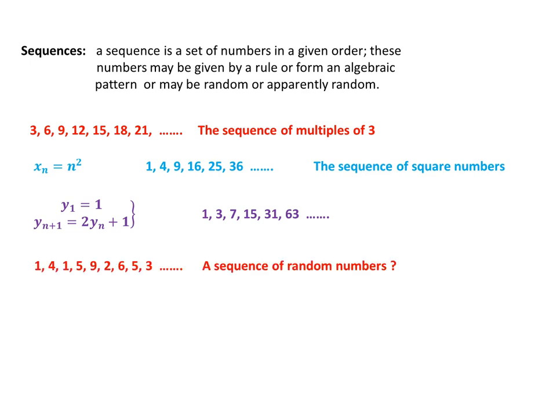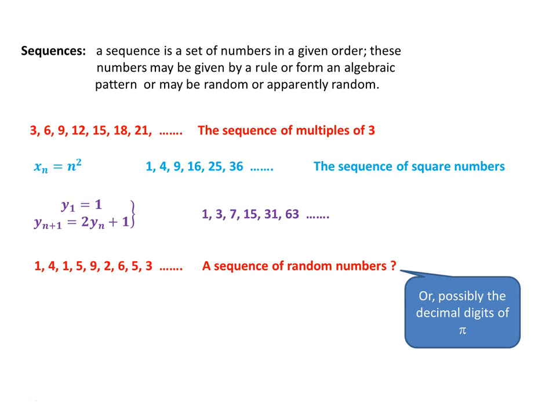And we may have a sequence like 1, 4, 1, 5, 9, 2, 6, 5, 3, and that could be a sequence of random single digit numbers, or it could possibly be the sequence formed by the decimal digits of pi. We don't know.